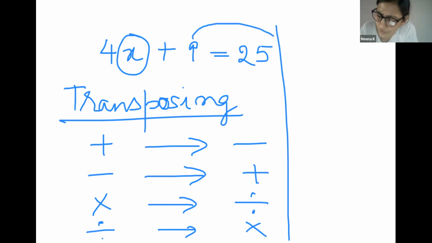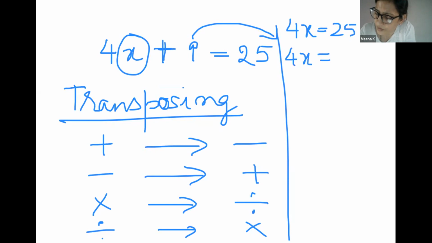So if I have to remove 9 from here, here it is plus 9. When it goes to the other side, it will become minus 9. So 4x is equal to 25 minus 9. Plus 9 has become minus 9 because we have changed the side. Right? So if I subtract 9 from 25, children, what do we get? Give me the answer quickly. 16. Thank you, Sohini.